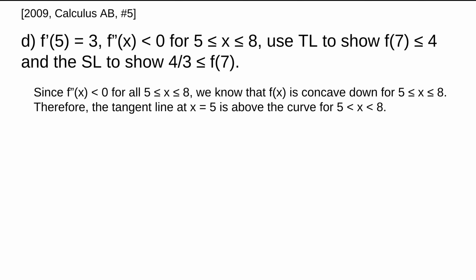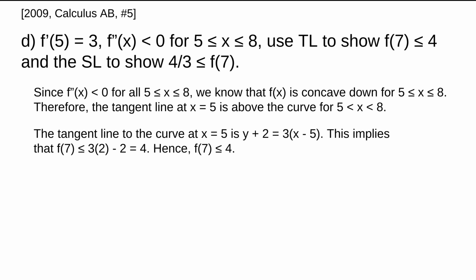All right, so since f double prime is negative for all x on the interval from 5 to 8, we know that f is concave down on that interval. Well, what does that mean? If f is concave down on that interval, that means that the tangent line at any point on that interval would be above the curve, right? So if we are looking at x equals 5, and we know that this is concave down, the tangent line, specifically at x equals 5, will be entirely above the curve for every value of x between 5 and 8.